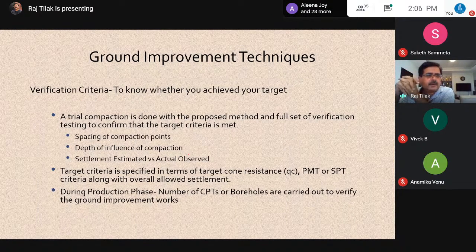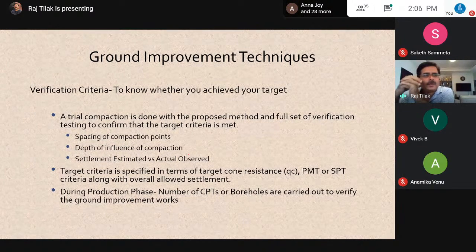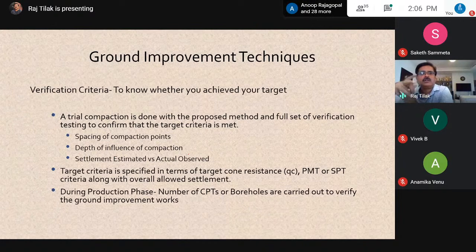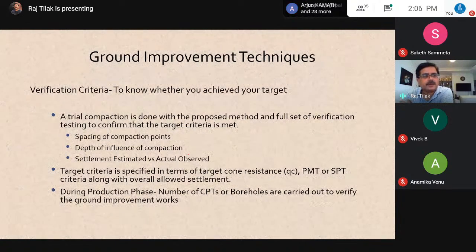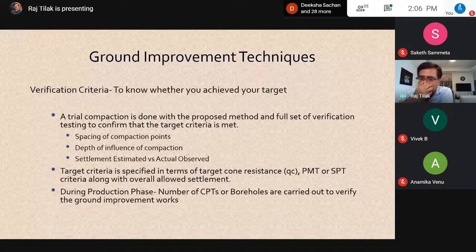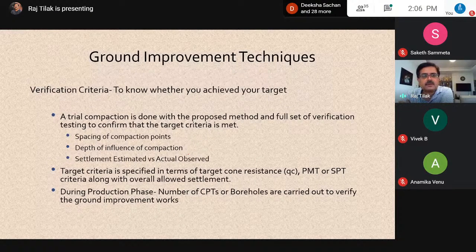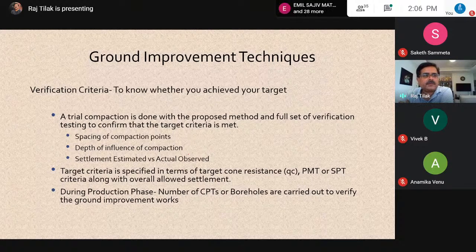So, probably you will learn about ground improvement techniques, but how is it done in the field? How do you verify that whatever you have done is actually done to perfection, or to the target criteria that you had set? Whenever you prepare an RFQ or a quotation for a subcontractor to let this ground improvement technique guy come and do it, you need to give him a verification criteria. Like, how will you verify it?